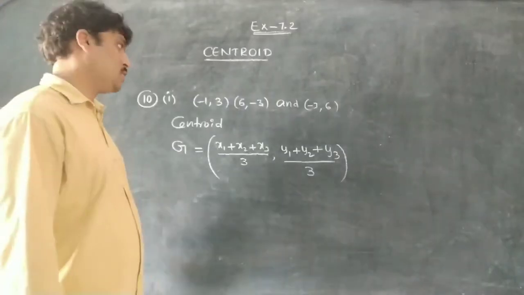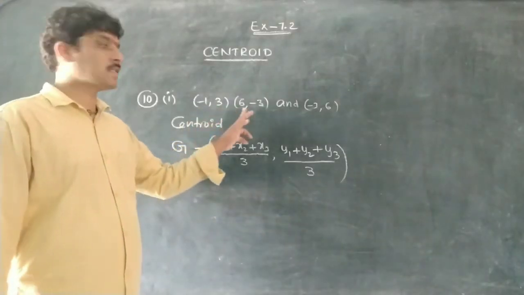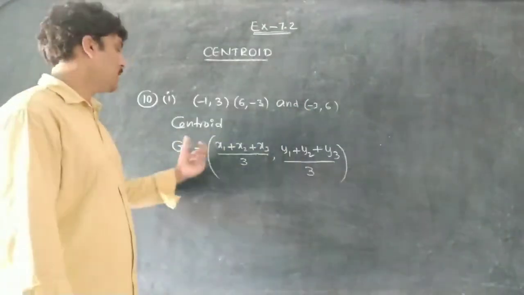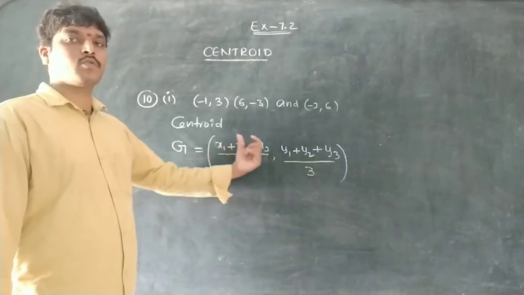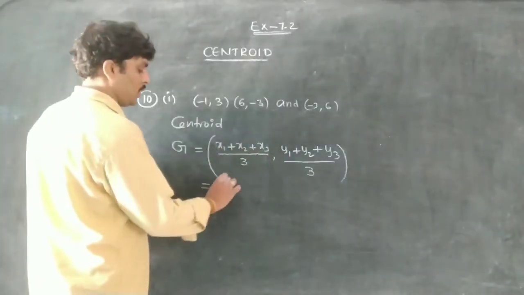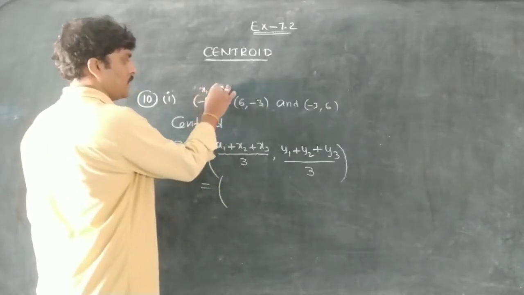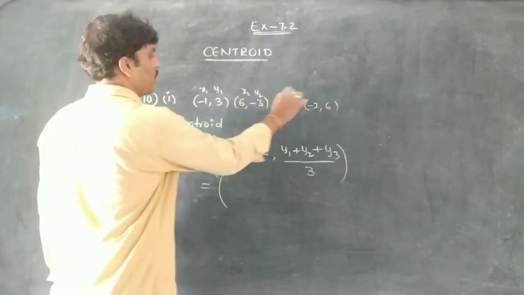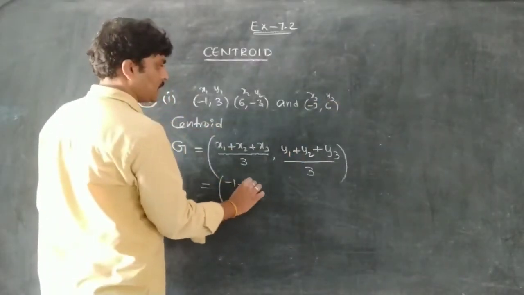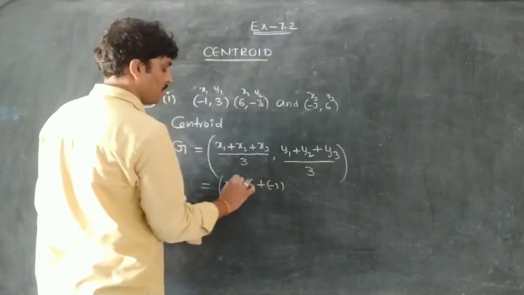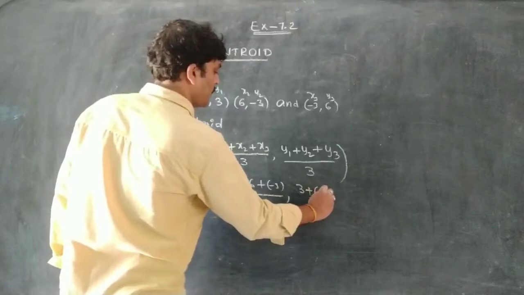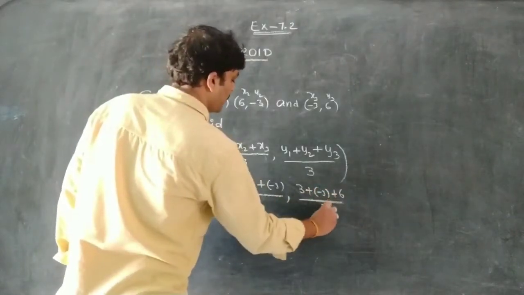Now 10th first question: minus 1 comma 3, 6 comma minus 3 and minus 3 comma 6. Now find centroid. Centroid G is equal to x1 plus x2 plus x3 by 3, y1 plus y2 plus y3 by 3. Now this is x1 y1, x2 y2, x3 y3. Now minus 1 plus 6 plus minus 3 by 3. 3 plus minus 3 plus 6 by 3.